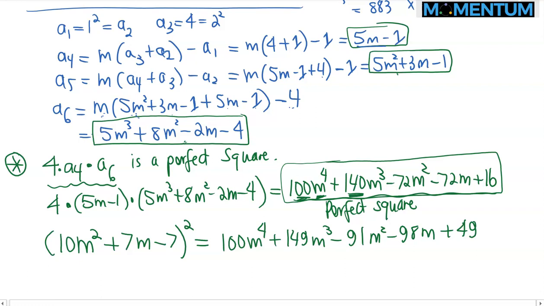Now I want you to compare this expression that we found earlier, this one, and this new expression. Which of these two expressions is larger?